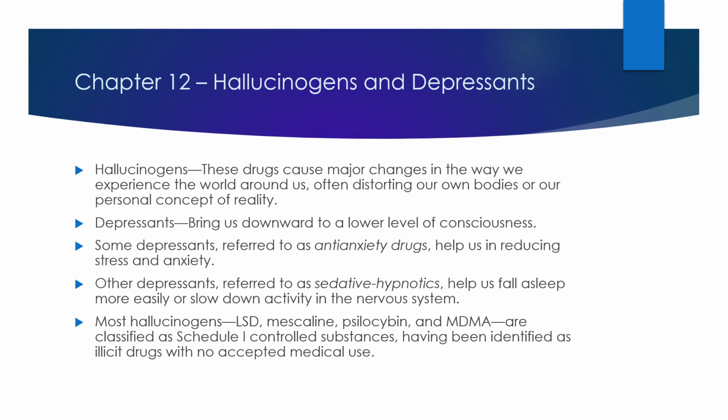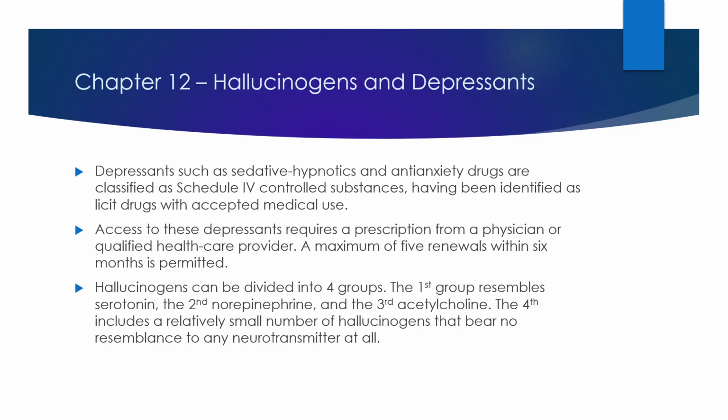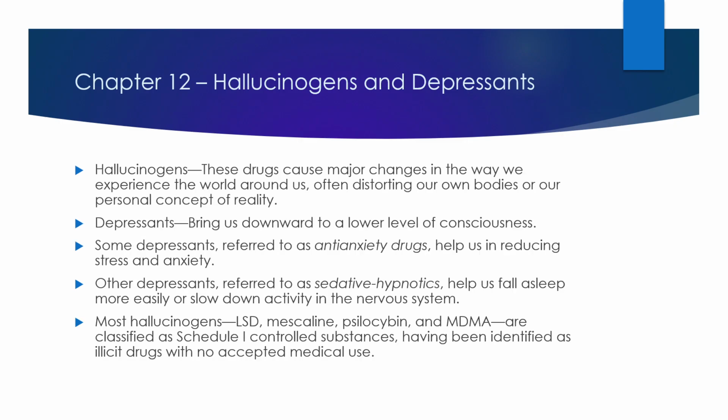Most hallucinogens, LSD, mescaline, psilocybin, and MDMA, are classified as Schedule 1 controlled substances, having been identified as illicit drugs with no accepted medical use. Most hallucinogens do not have an accepted medical use, and are therefore considered serious drugs, and so end up being classified as Schedule 1 drugs, which indicates that it's a serious drug and one that doesn't have a lot of benefits.